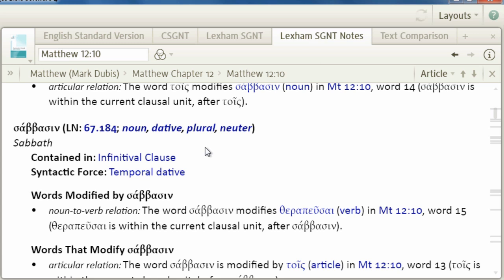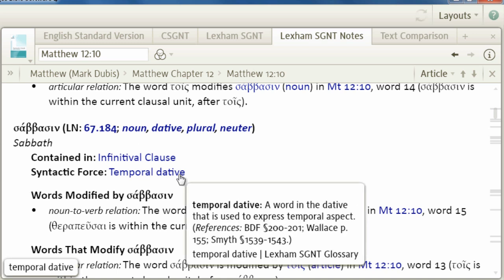Expansions and annotations. And here we find our word, sabasin, which is translated Sabbath, and the dative. And the syntactic force here in this context is that of a temporal dative, or a dative that is used to express temporal aspect. Now, with this use of the dative, you're not going to find a lot of differences between most major translations. They're going to have the words on or in or something like that.